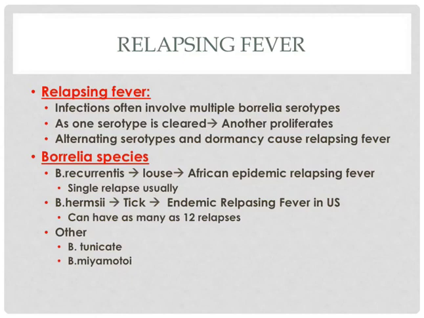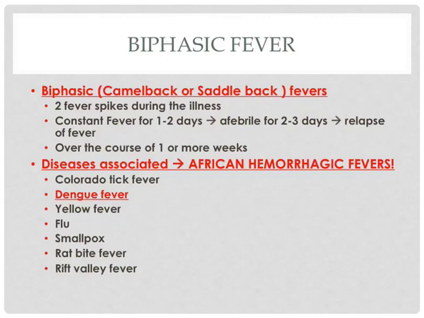B. recurrentis is usually transmitted by a louse, an African epidemic relapsing fever, and it's usually just a single relapse. With B. hermsii, which we see in the US, which is transmitted through a tick, it can have as many as 12 relapses during the course of the illness. And there are other Borrelias existing as well. But that is relapsing fever, classic Borrelia infections.